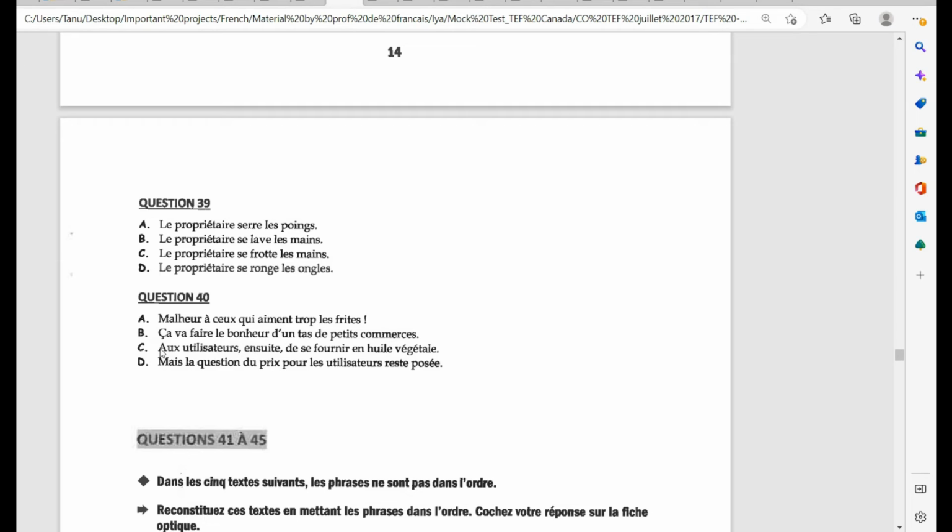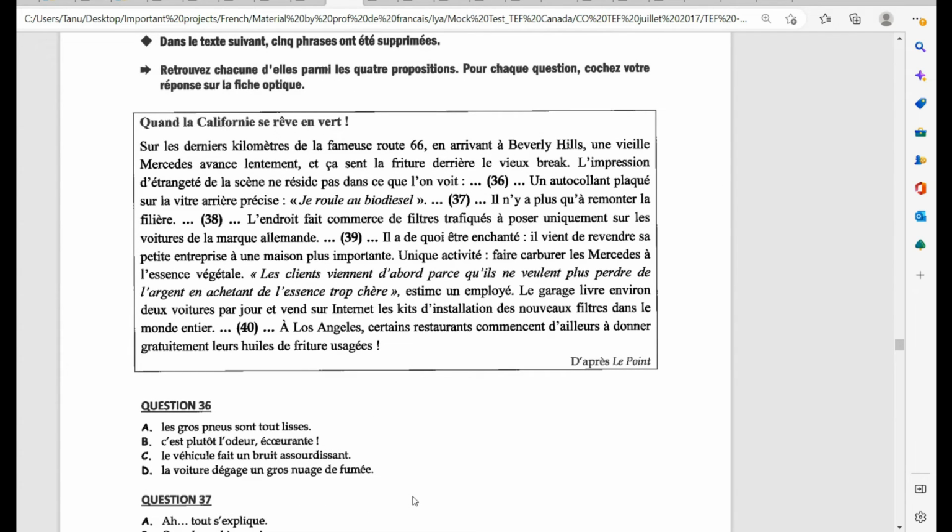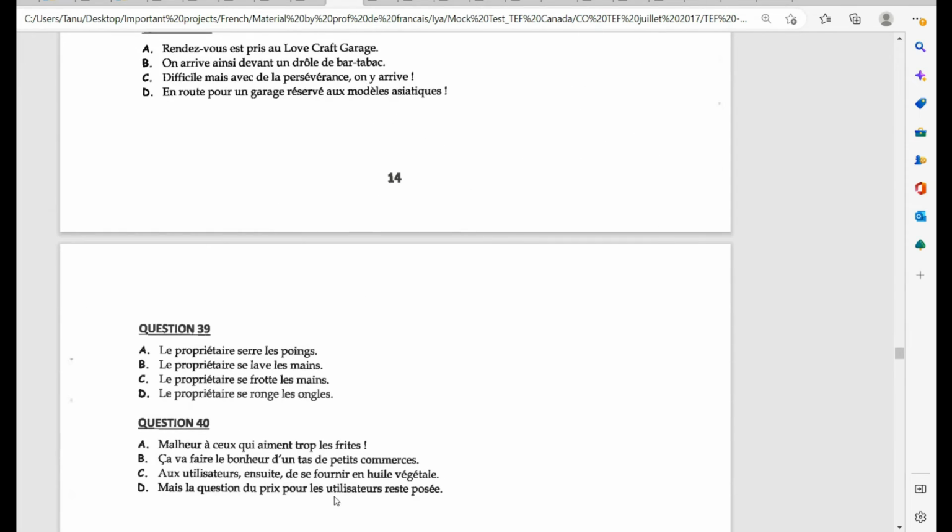Aux utilisateurs ensuite du symphonique en huile végétale. Okay, we are going to talk about huile végétale after that. Mais la question du prix pour les utilisateurs reste posée. Alright, this is the tricky one. I would say first, option A and B are eliminated for me. Option D, I'm not sure because we're not talking about price as such here. In the last sentence, we are saying that they give oil for free, but that's used fried oil. So I would say the answer is C, but this is a tricky one. Please let me know in the comment section below if you agree or if you have any other opinion on this.